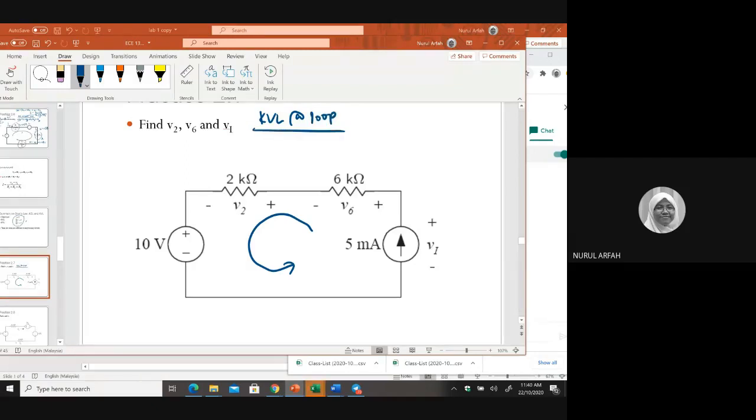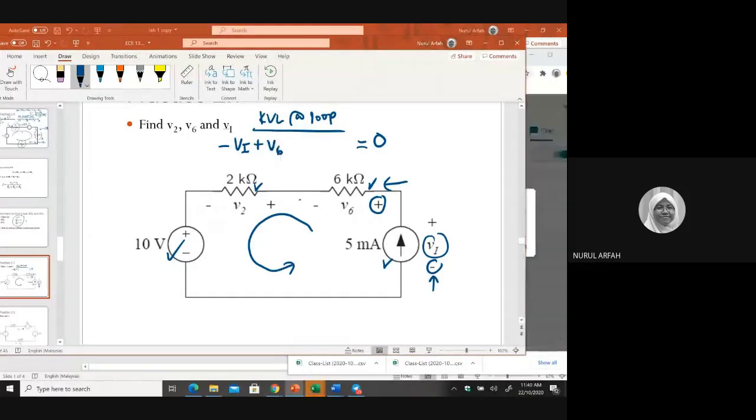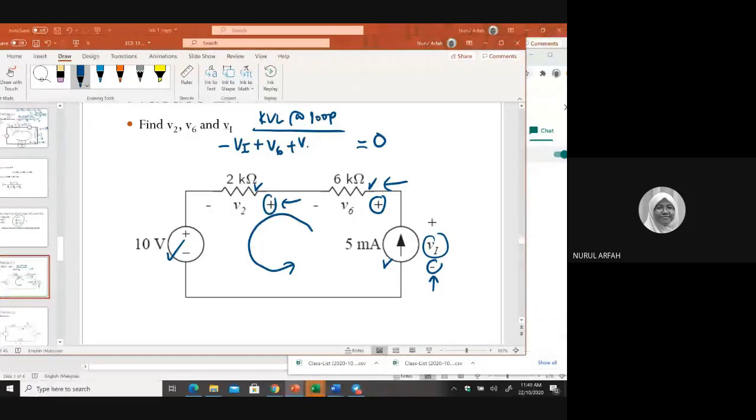It's actually around the loop. Okay, we start with VI. How many elements are in this circuit? 4. Yes, you count how many, and then you should have those 4 items in your equation. So over here you have a negative VI, and then a positive V6, then a positive V2, and then a positive 10.